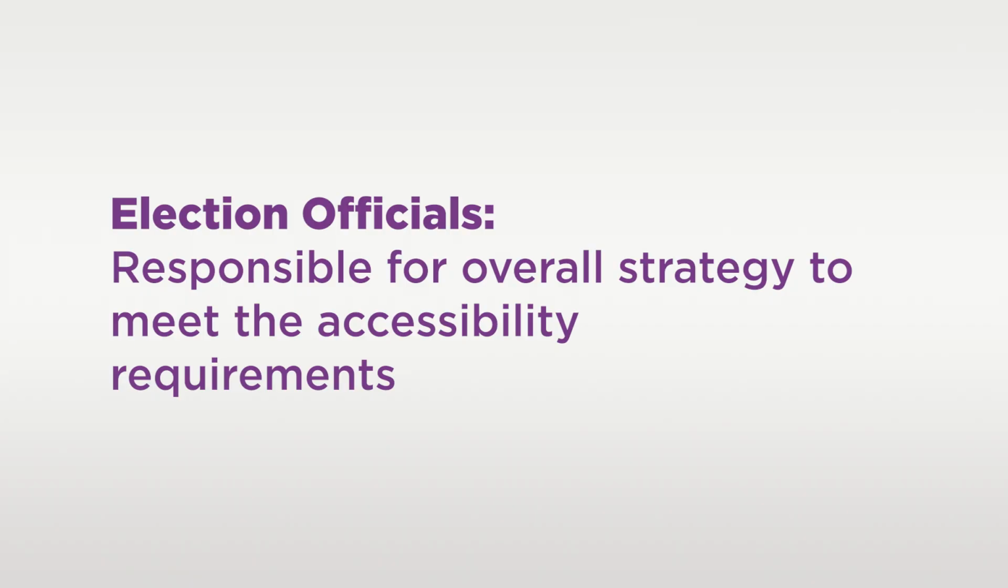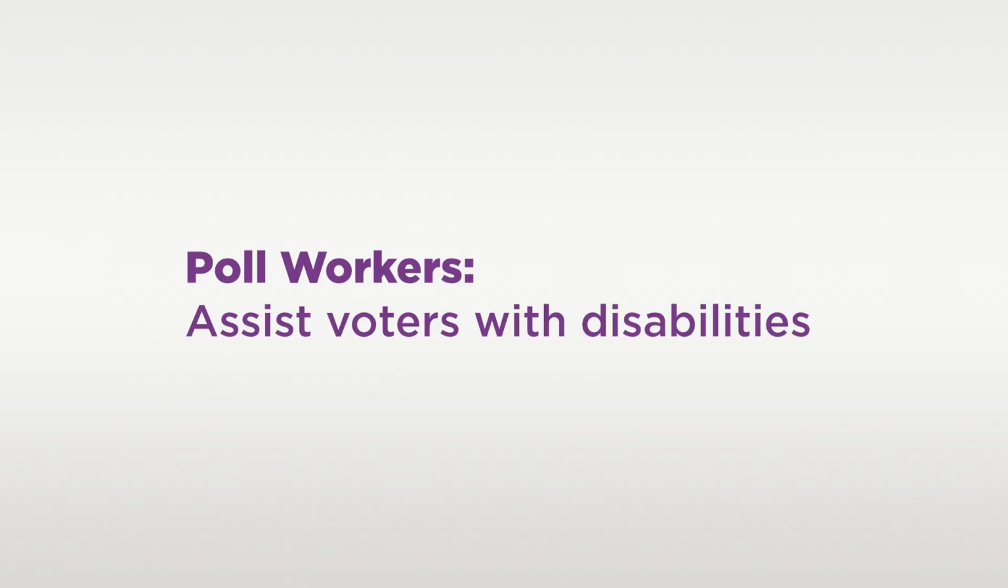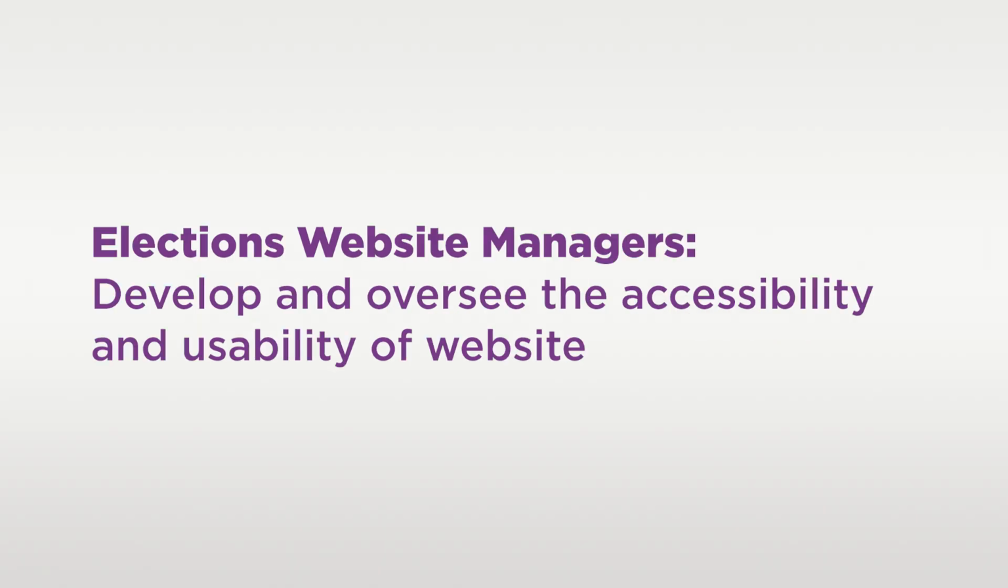Election officials are responsible for setting an overall strategy to meet the accessibility requirements set forth in HAVA, ADA, NVRA, and other laws. Poll workers assist voters. To adequately help voters with disabilities, poll workers must be carefully trained in methods of assistance and technology. Election website managers develop and oversee the accessibility and usability of an election office's website, ensuring that the site incorporates accessibility standards and functions with assistive technology.